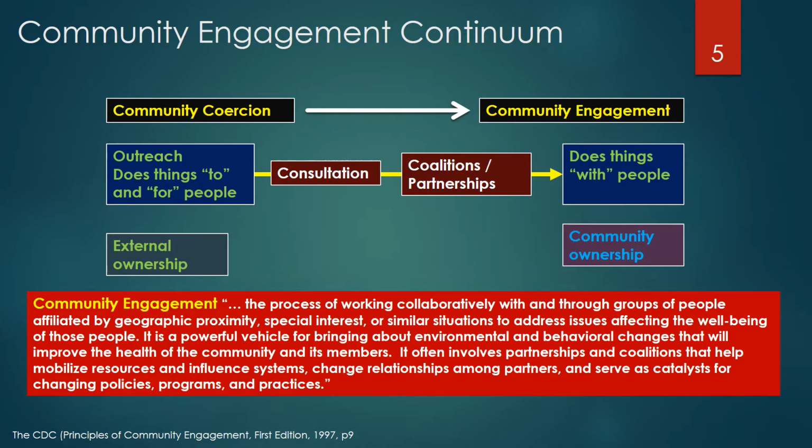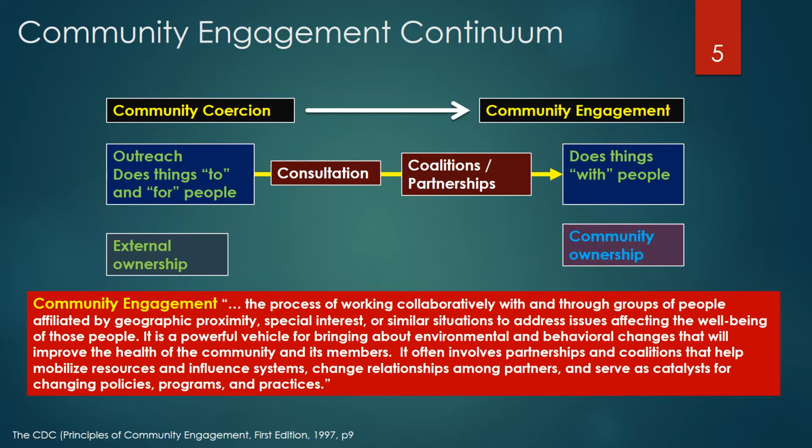This slide reviews what I call the community engagement continuum. Community coercion is located at the left of the slide. This is where things are done to and for people. Community engagement is on the right side of the slide. This is where things are done with people. In between, we find consultations and building of partnerships and coalitions. The closer a program gets to the right side of the chart, the more community ownership and true engagement.